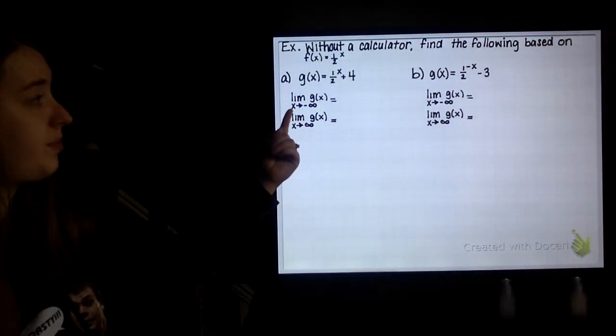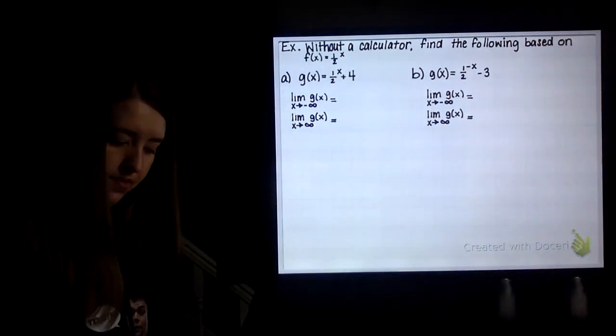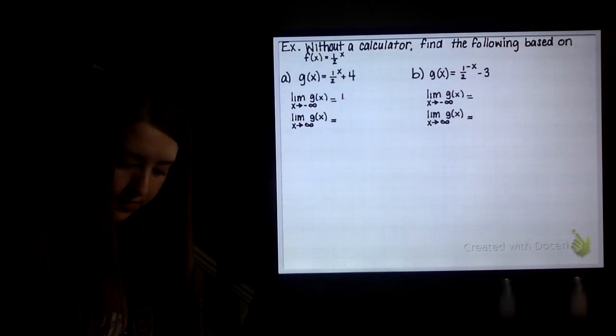So when x approaches negative infinity, what is my function approaching? 4.